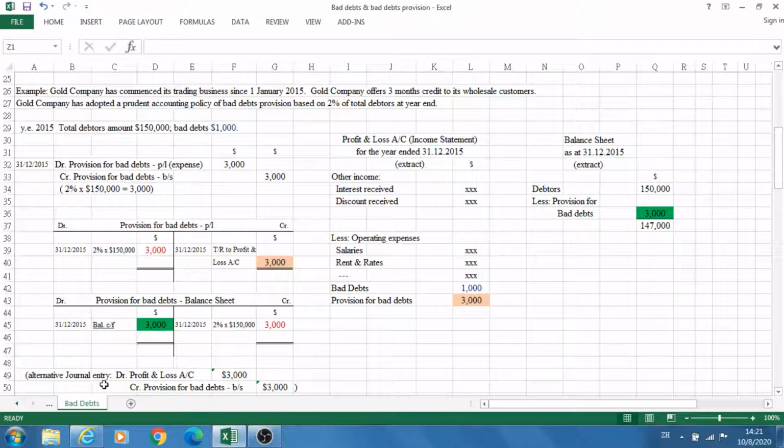Alternative journal entry: debit profit and loss account 3,000 for the provision for bad debts expense, without creating a provision for bad debts profit and loss account. Credit provision for bad debts balance sheet account 3,000. It is recommended for companies to create a provision for bad debt profit and loss account to record bad debts provision journal entry.